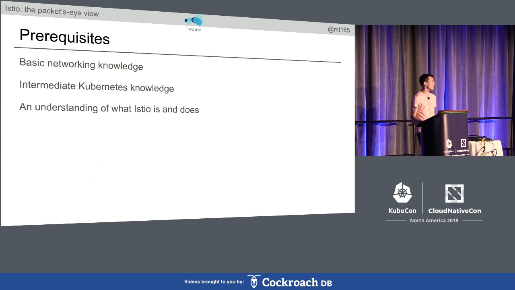And as I say, this is a deep dive. We're going to look at how Istio works. So it would be great if you already knew what it is and what it's trying to do, because I don't have the time to cover that. 35 minutes isn't very long. I've had to cut a lot of the introductory slides. But hopefully everybody can keep up.